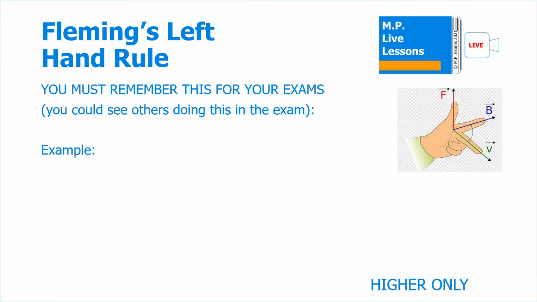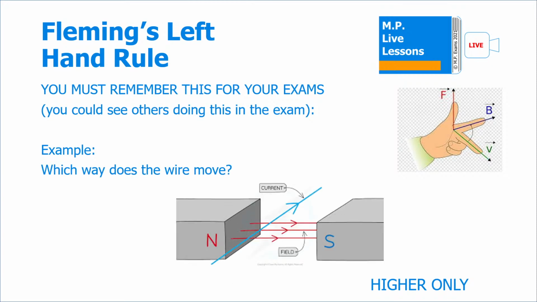And using this, how can we tell which way the wire will move here? To use this rule, we'll match one finger up with what's on the diagram. The B here is the field, and this I is current.